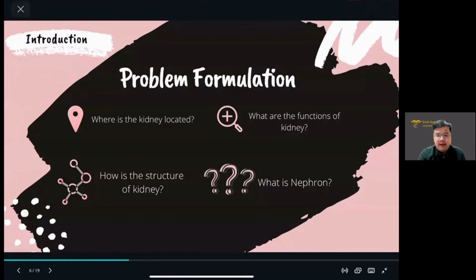So, in making this student project, the problem formulation that we find is the first one: where is the kidney located? The second one is what are the functions of the kidney? The third one is how is the structure of the kidney? And the last one is what is the nephron?